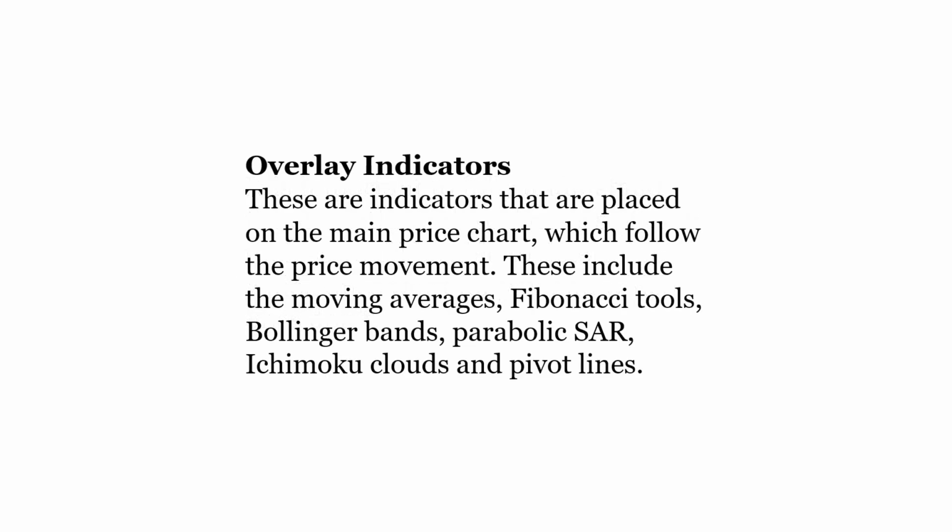Overlay indicators are indicators that are placed on the main price chart, which follow the price movement. These include moving averages, Fibonacci tools, Bollinger Bands, parabolic SAR, Ichimoku clouds, and pivot lines. You do not need to know these, we'll cover these in future lessons. I'm just pointing them out so that if you come back, you'll know what I'm talking about.